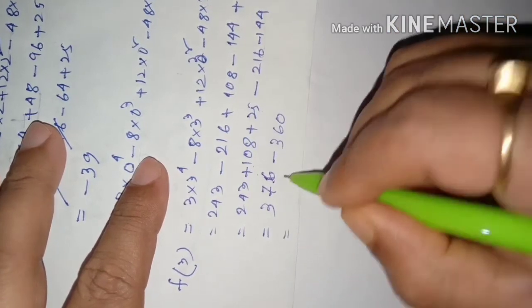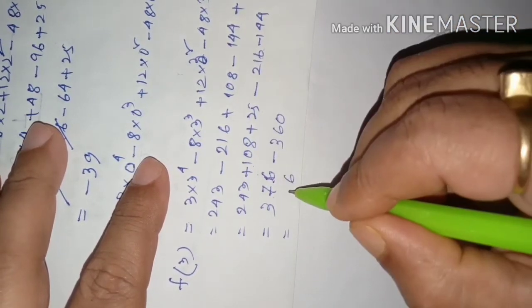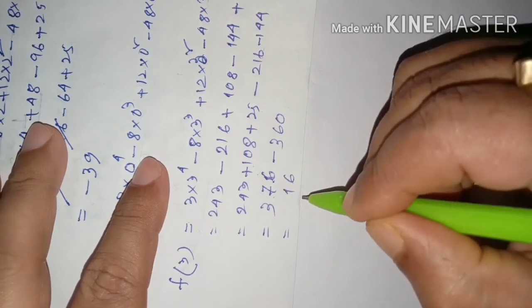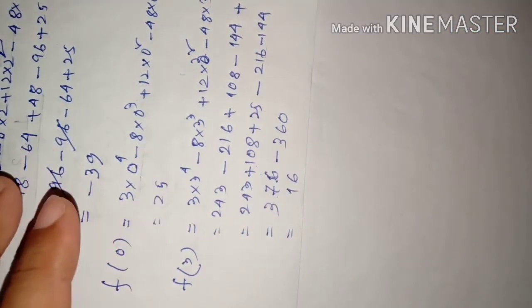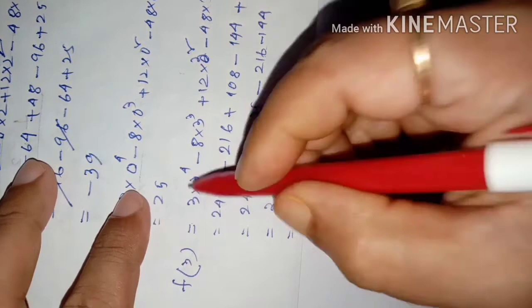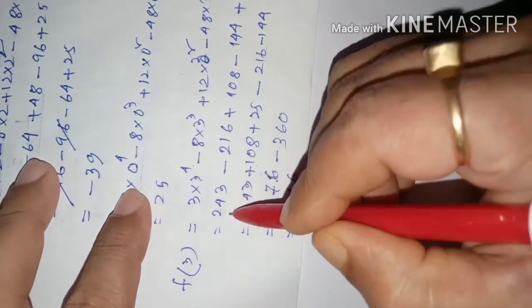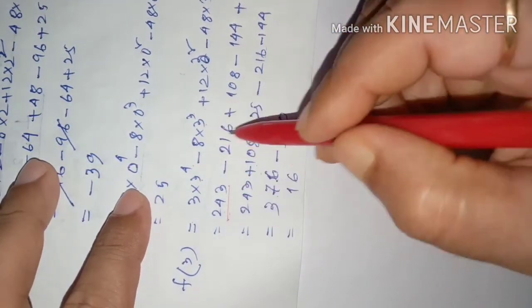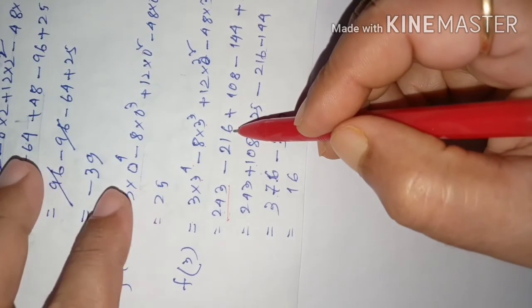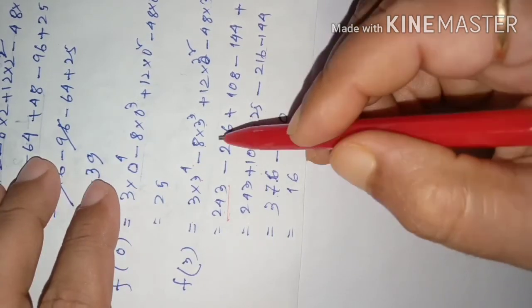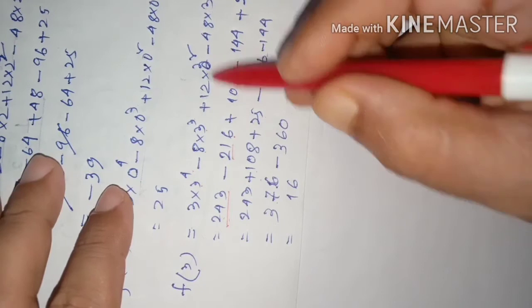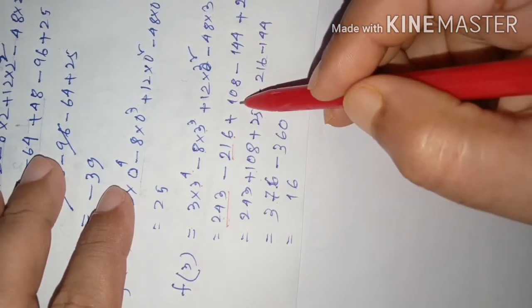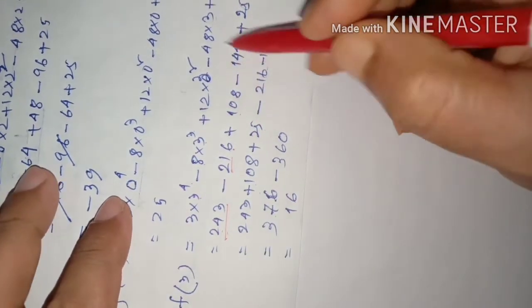So this will be 67 minus 61, 16. Just check the answer, dear students. Just see, this is 81 into 3, 243, 27 into 8, 8 7s are 56, 8 2s are 16 plus 5, 21, correct. Then 9 2s are 18, 9 1 is 9 plus 1, 10, 3 is 24, this is correct.